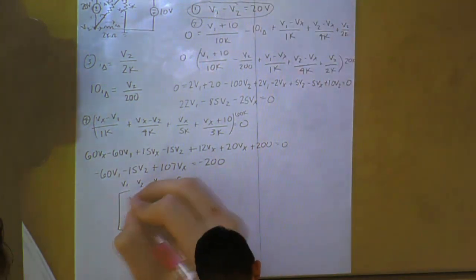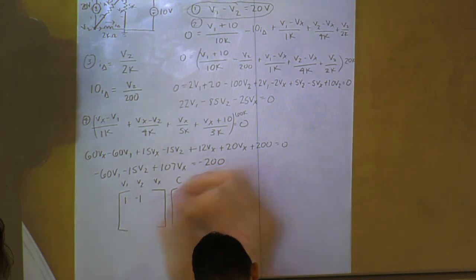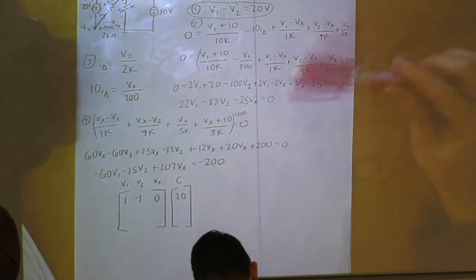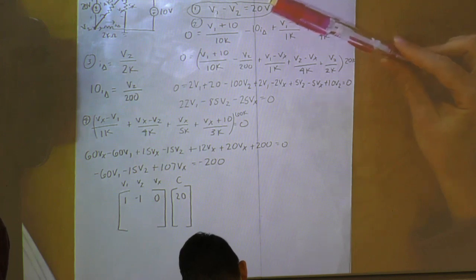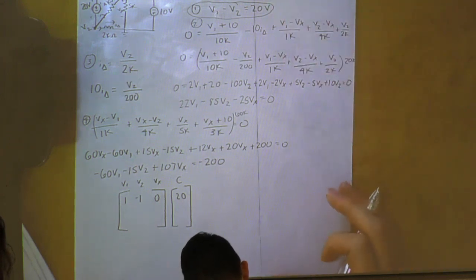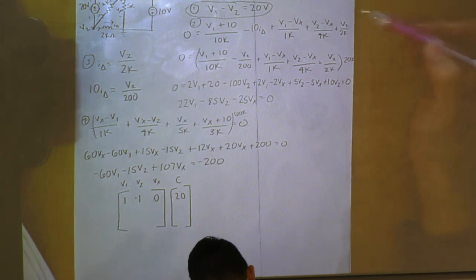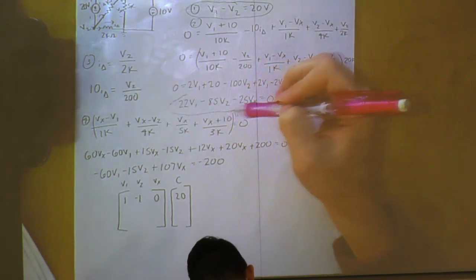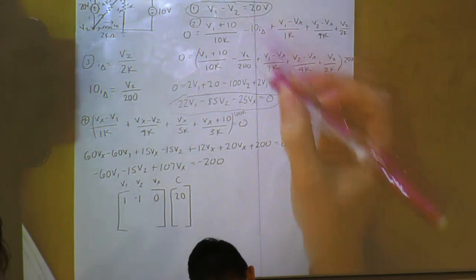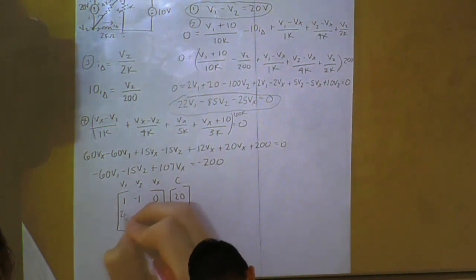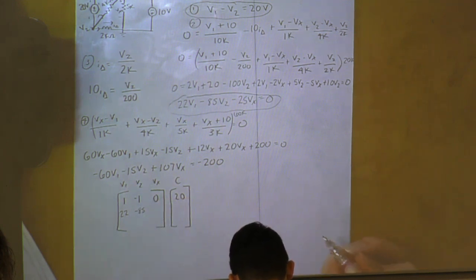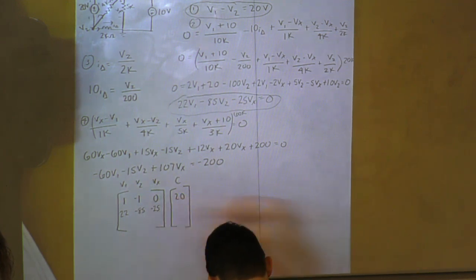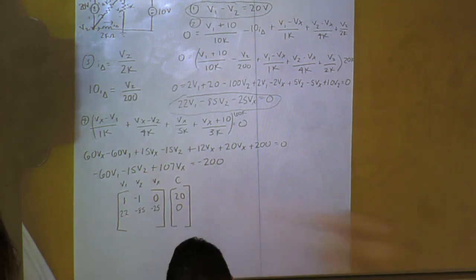So our V1 is 1, our V2 is negative 1, and our Vx is 0. Our constant is going to be 20. Is everyone okay with that? I'm simply just using the constants for each variable. Then we'll go ahead and use this equation. Our V1 will be 22. Our V2 will be negative 85. And our Vx will be negative 25. Constant's going to be 0 for this one.